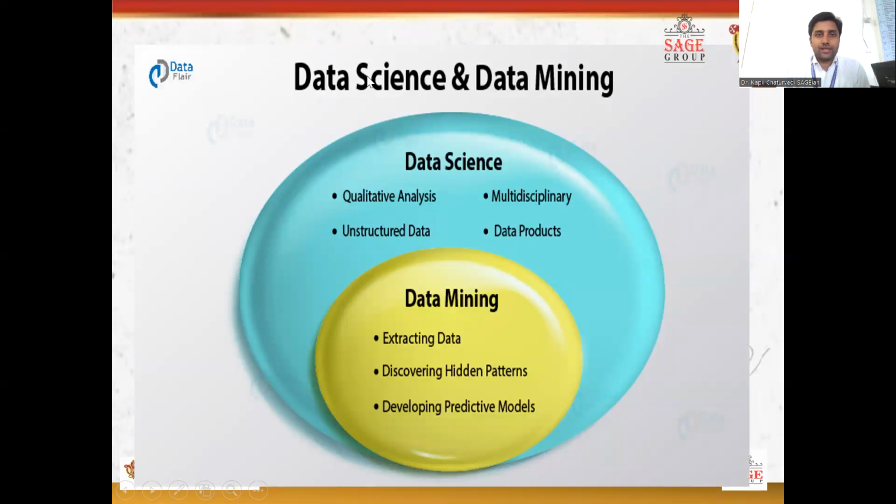So there is a difference between data science and data mining. Data mining is a part of data science. Sometimes we get confused about data science, data analytics, and data mining. Simply, I say that data analytics is the extended form of data mining, and data mining is a part of data science. Data science works on quantitative analysis, multidisciplinary data analysis, structured data analysis, and data products analysis. To perform these tasks, we perform data mining, or in the extended, advanced form, we perform data analytics.